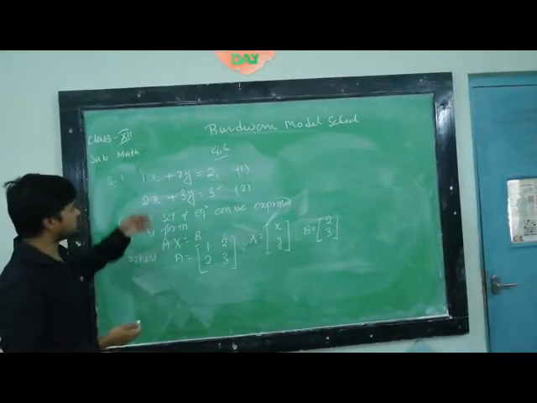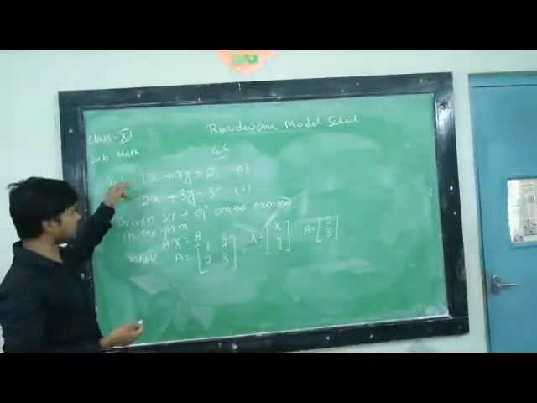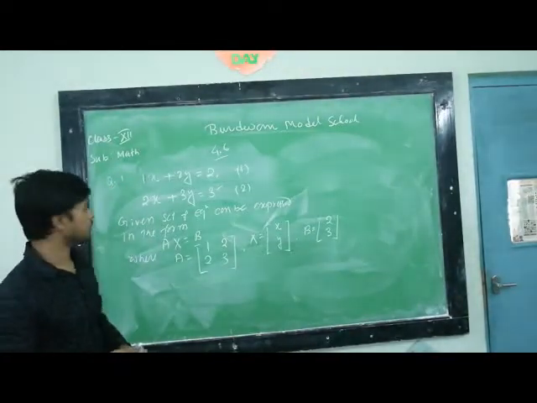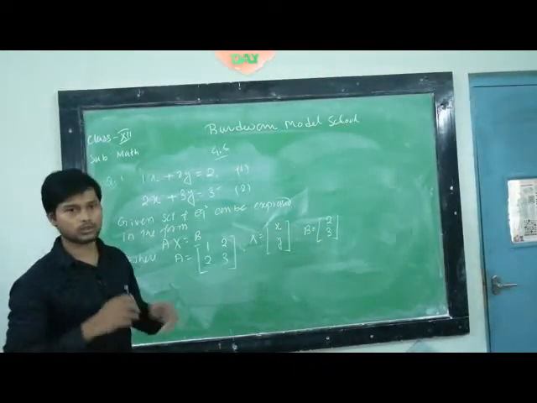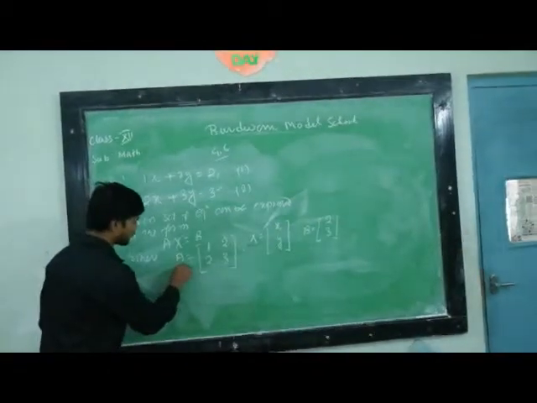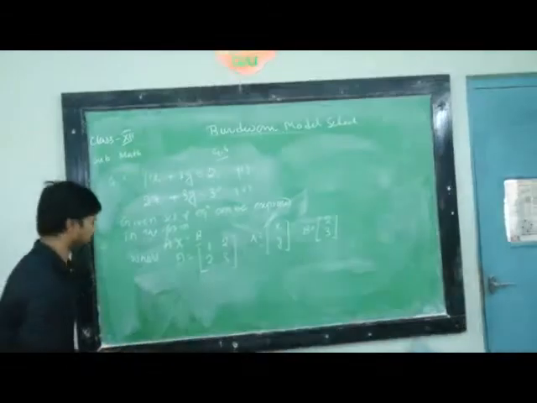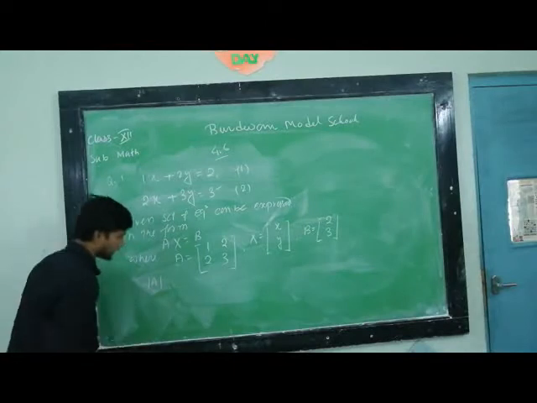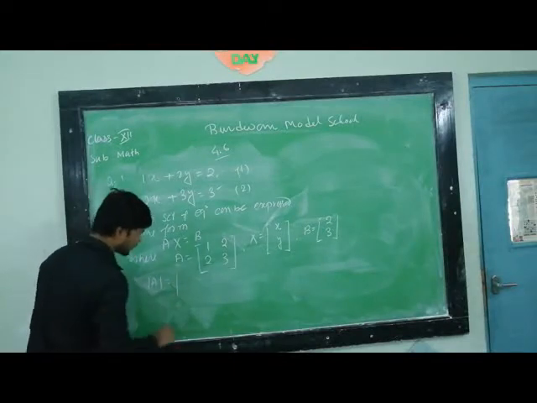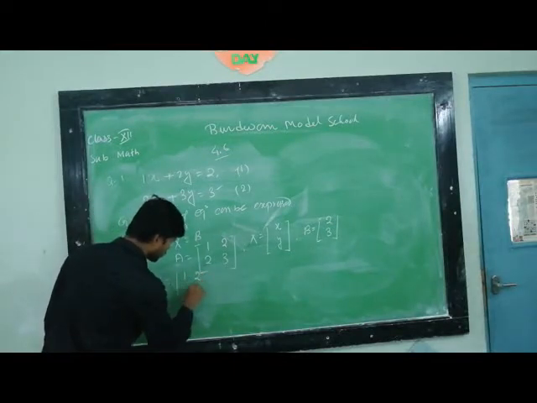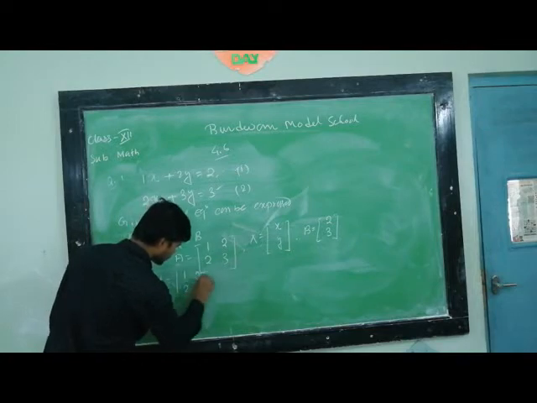Now to check whether the equations are consistent, that is, whether it has a unique solution, infinite solutions or no solution, we have to check the value of the determinant of A. So calculate det A. Det A is equal to the determinant of 1, 2, 2, 3.